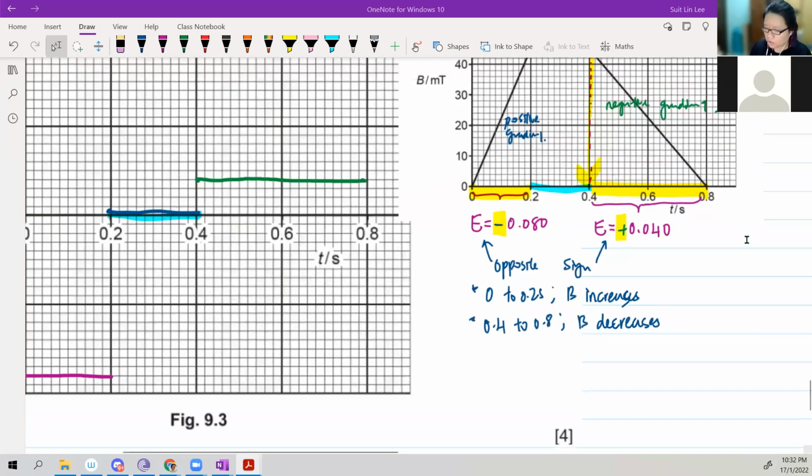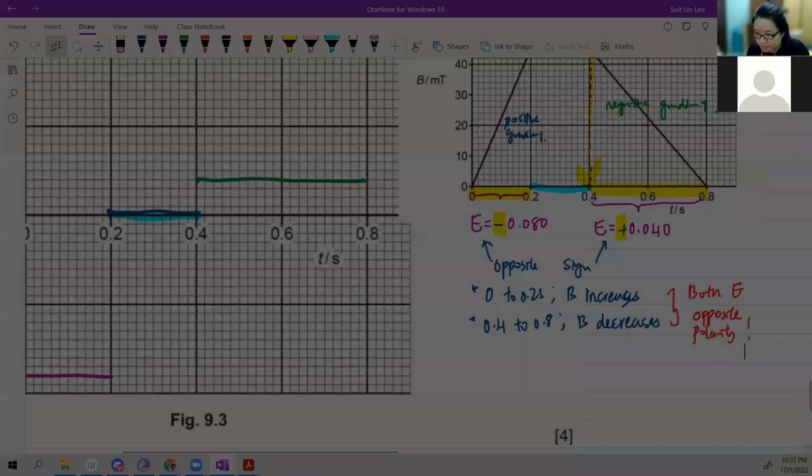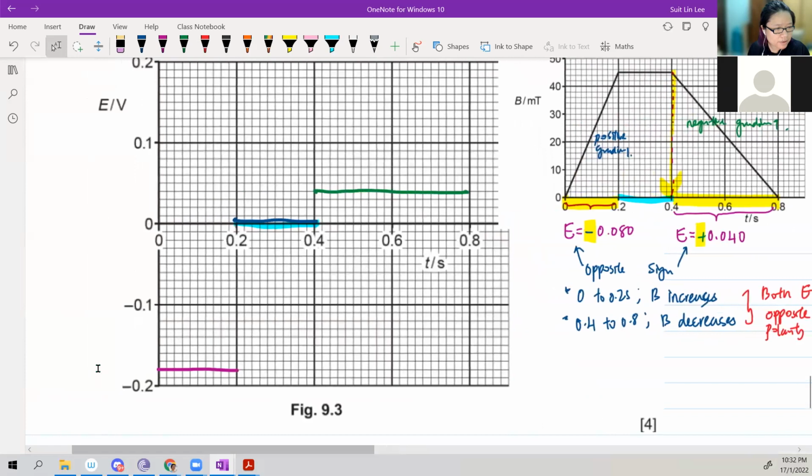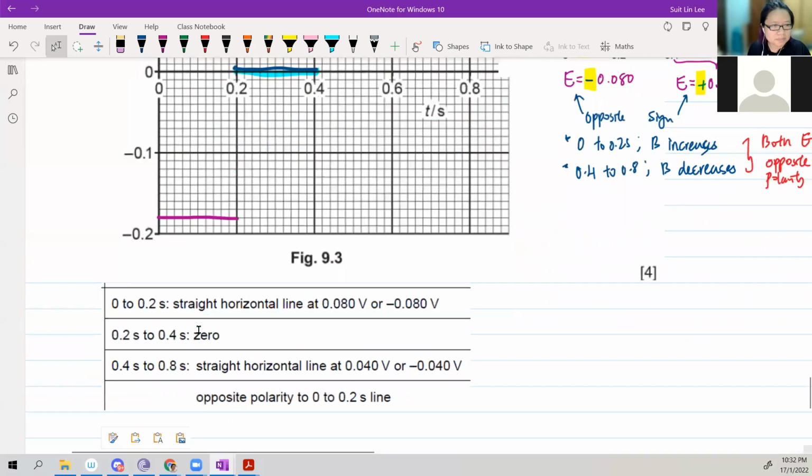So this one, both in opposite polarity. Okay. Marks here. This BD marks.